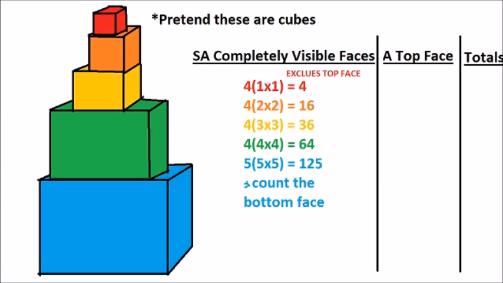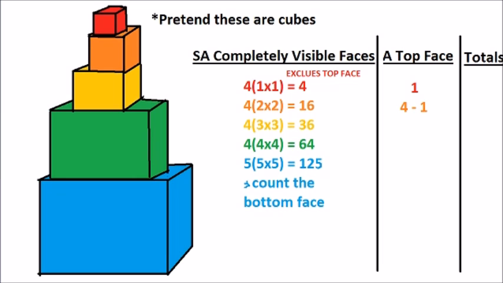Now let's go to the area of the top face of each cube. For the first cube, the area of the top face is 1 by 1, which equals 1. The second cube's area is the area of the face, which is 2 by 2, or 4, minus the area of the previous cube's bottom face, which is 1. So this would be 4 minus 1, or 3. We have to do the same thing for each of the following cubes. So let's go to the next cube.